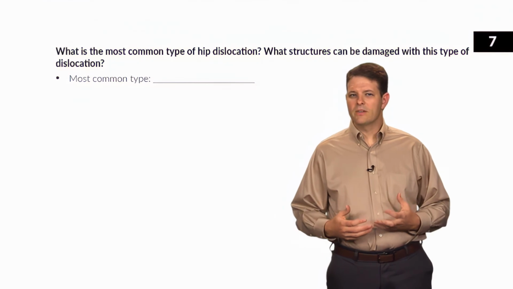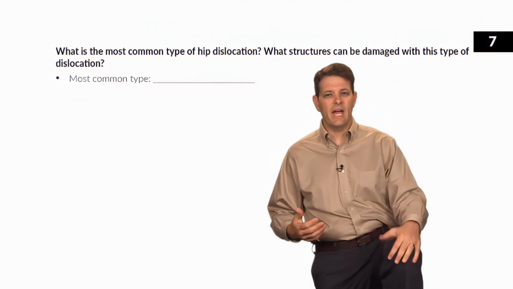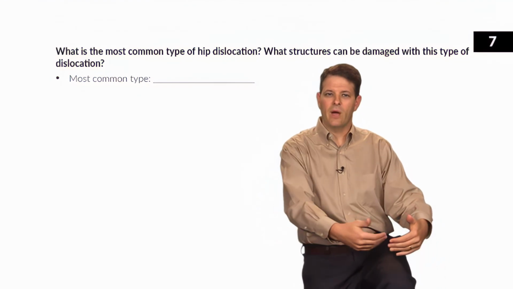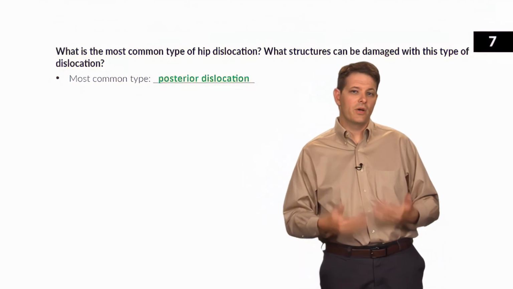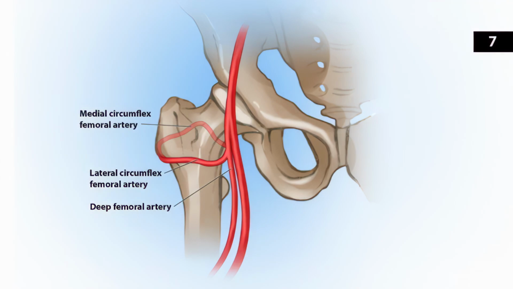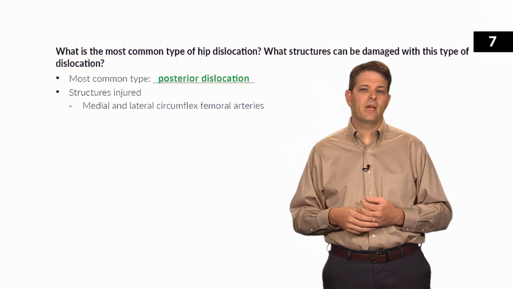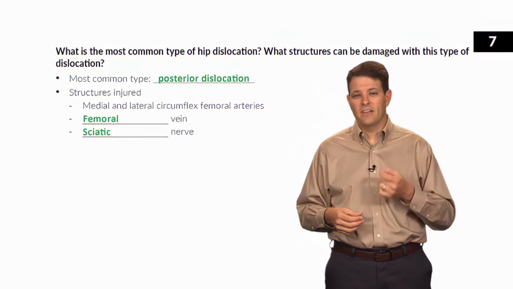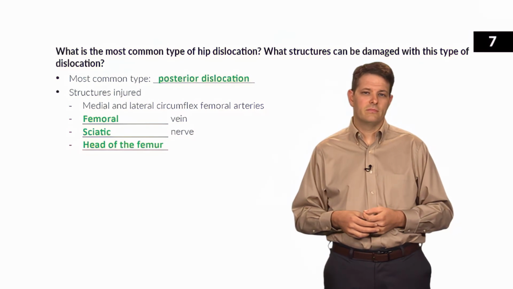So one of the classic injuries where this can happen is a motor vehicle accident where the knee strikes the dashboard with the thigh slightly abducted, and that drives the femoral head posteriorly, so you get a posterior hip dislocation. And then the structures that can be damaged with a posterior hip dislocation include the medial and lateral circumflex femoral arteries, both of which branch off the deep femoral artery, and they form a ring around the upper part of the femur, just below the greater trochanter. This ring supplies blood to the femoral neck, and you can imagine that if the hip is dislocated, it might tug on that arterial ring and cause a vascular injury. Posterior hip dislocations can also injure the femoral vein, and the sciatic nerve, and the head of the femur itself.